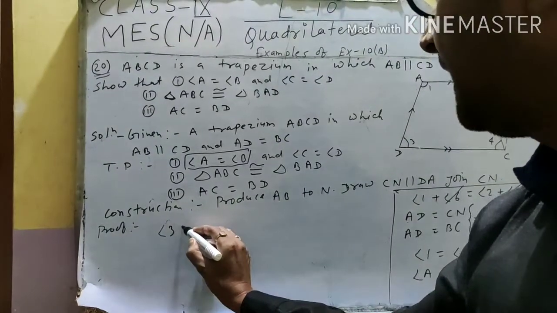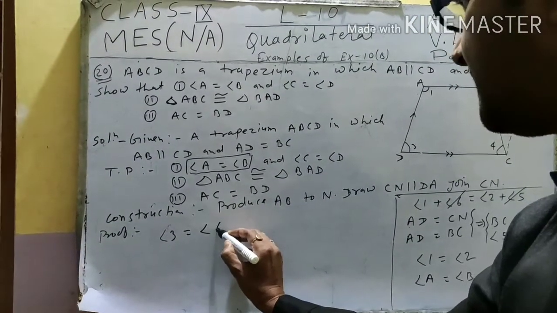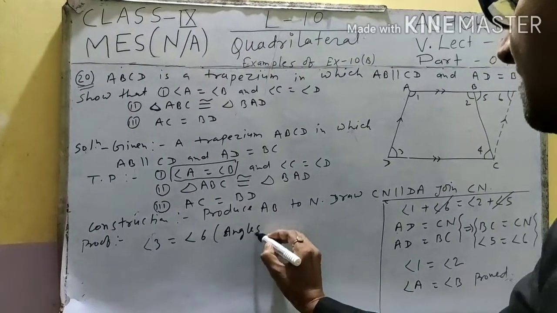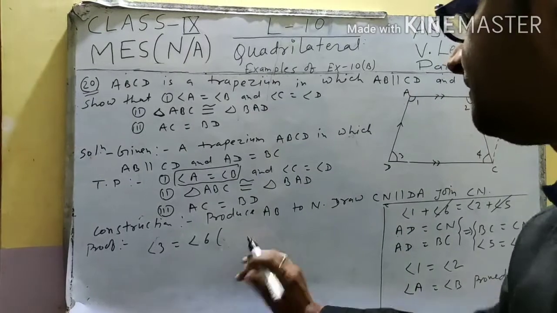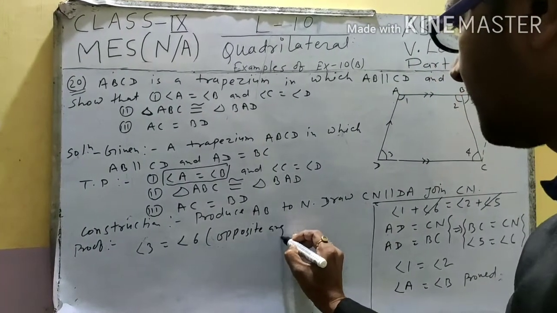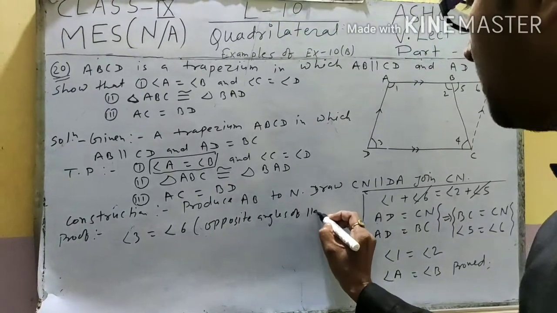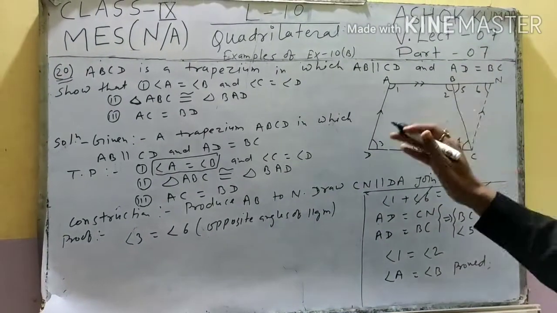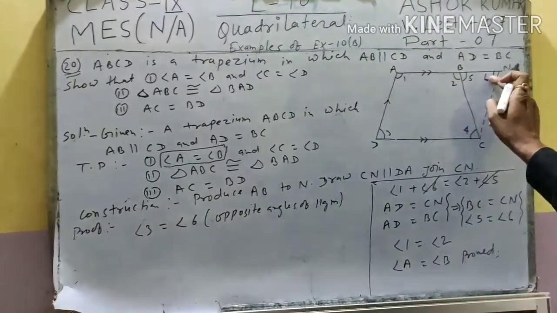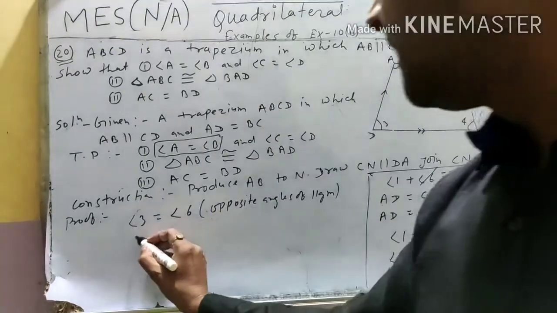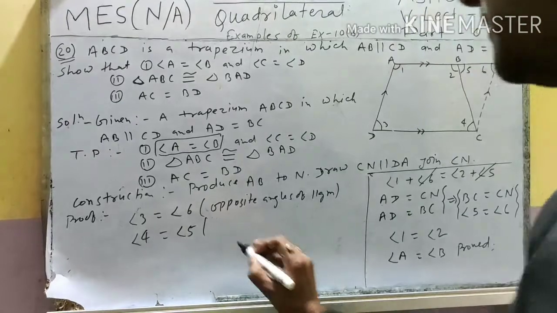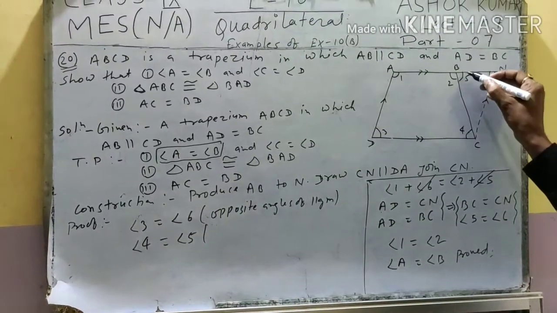So here write down angle 3 is equal to angle 6. We know that opposite angles of a parallelogram are equal. So we can write here angle 3 is equal to angle 6. Okay. Here student, angle 4 is equal to angle 5. What is the reason behind it?